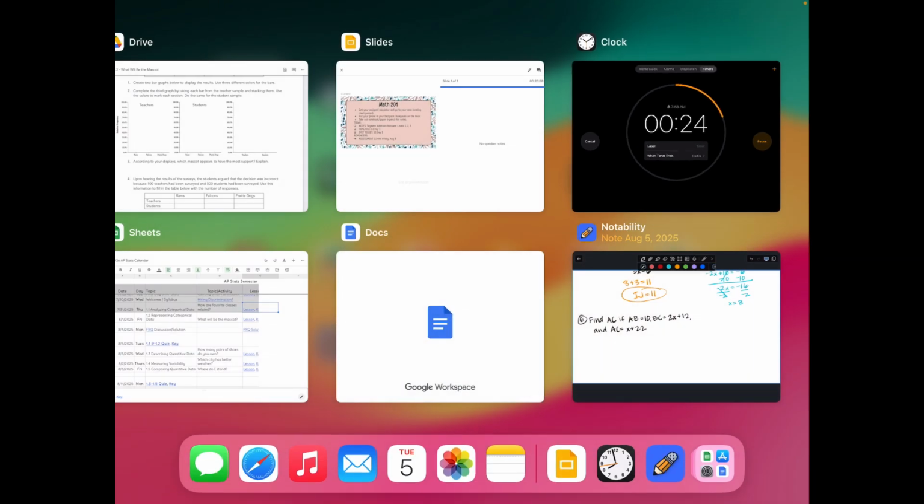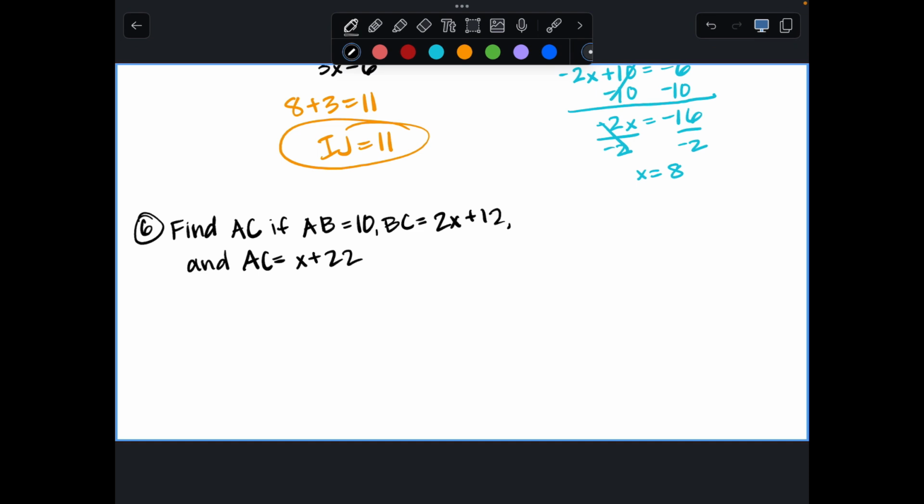All right, looks like most people are done. So tell me what answer you got. What is the length of AC? 22. Good. Okay. I have the practice on paper back here.